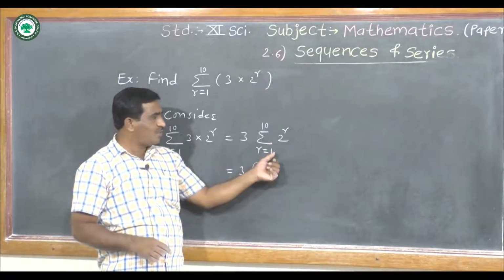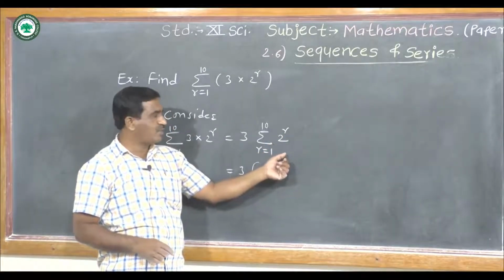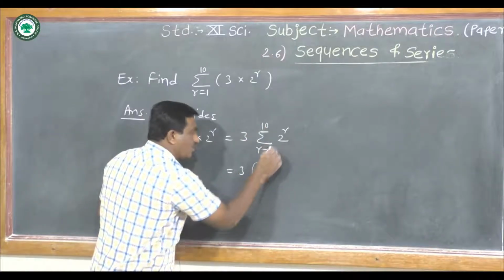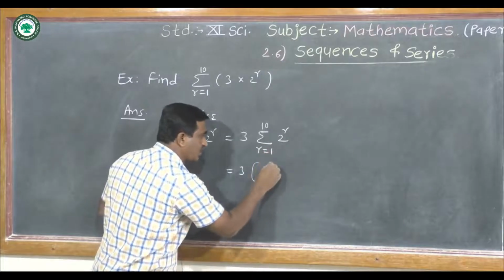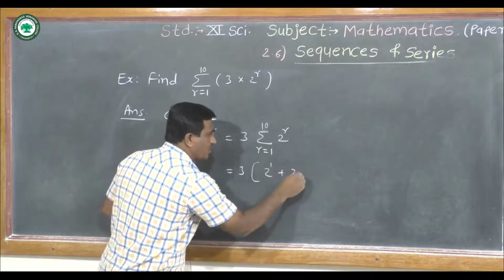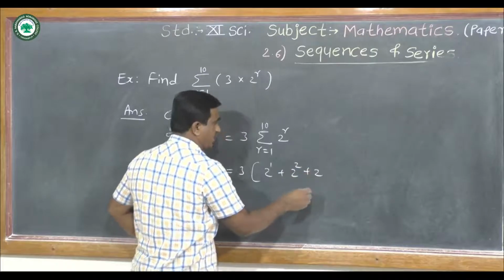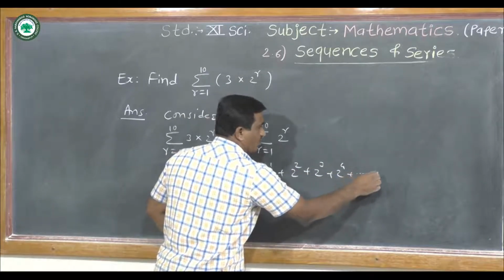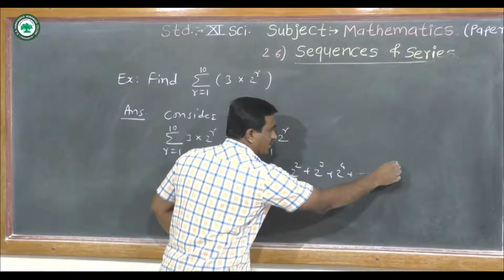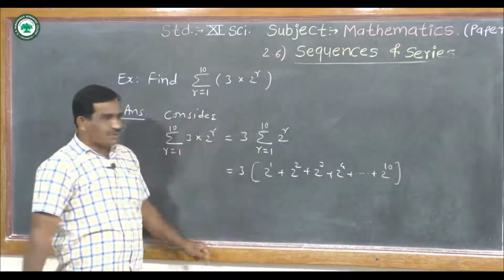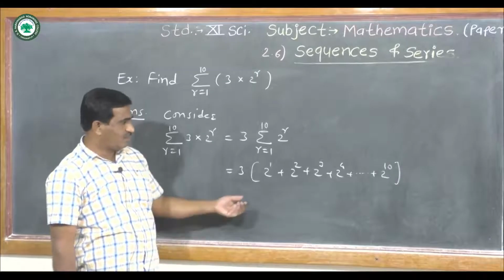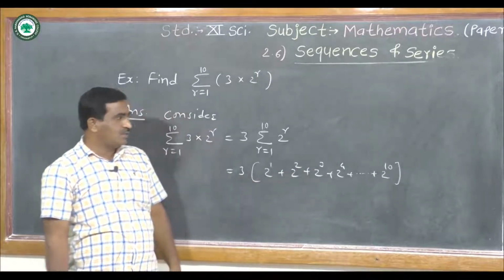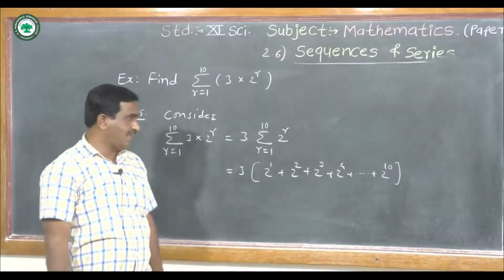Okay. Now this sum can be written in the form, in bracket, we can put values of R here. R is equal to 1, 2, 3, 4, 5, 6, 7, 8, 9 up to 10. Then we can write here 2 raised to 1 plus 2 raised to 2 plus 2 raised to 3 plus 2 raised to 4 plus and so on, 2 raised to 10 is the last term. This is the sum of the first 10 terms: 2 raised to 1, 2 raised to 2, 2 raised to 3, 2 raised to 4 and so on up to 2 raised to 10.